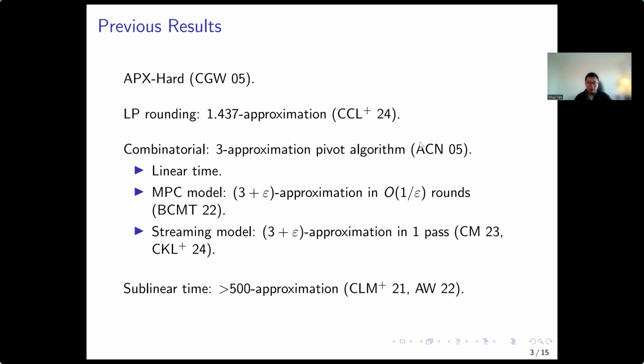On the other hand, there is a sublinear time algorithm, which is also a constant approximation algorithm, but the constant is very big. In the remaining part of this talk, I will show our local search solution, which has a below 2 approximation factor, and it can be implemented in all of these models.